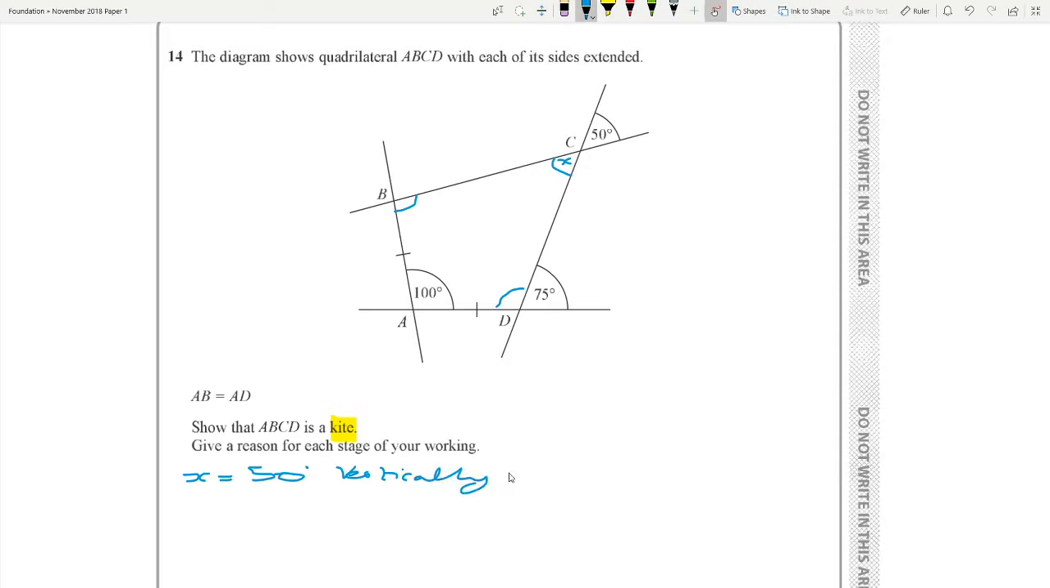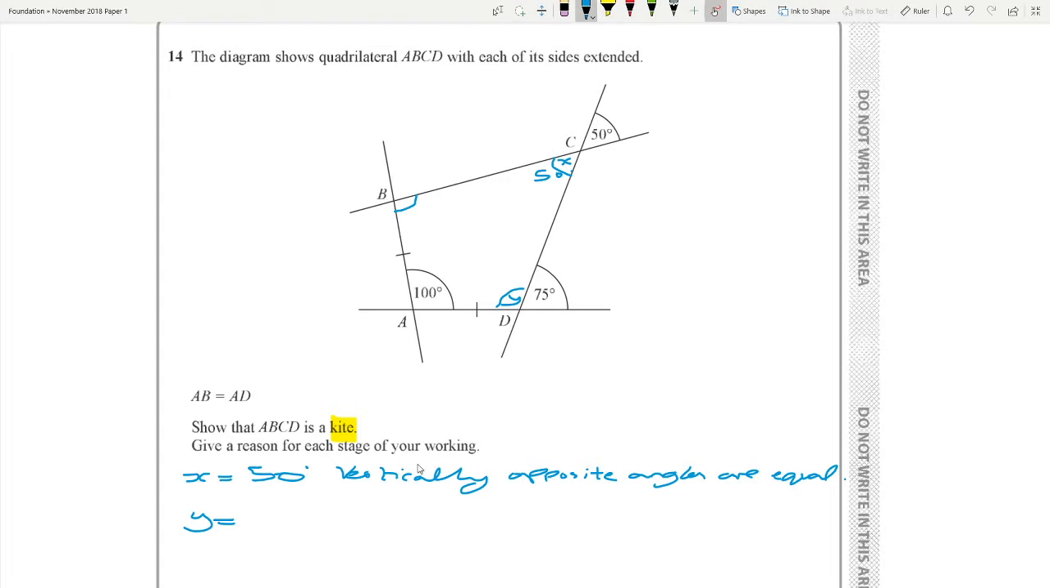Mind my scruffy handwriting. Vertically opposite angles are equal. That's fine. So this is 50 degrees. I'm going to call this angle here y. Can anybody tell me what is the value of angle y, and why?